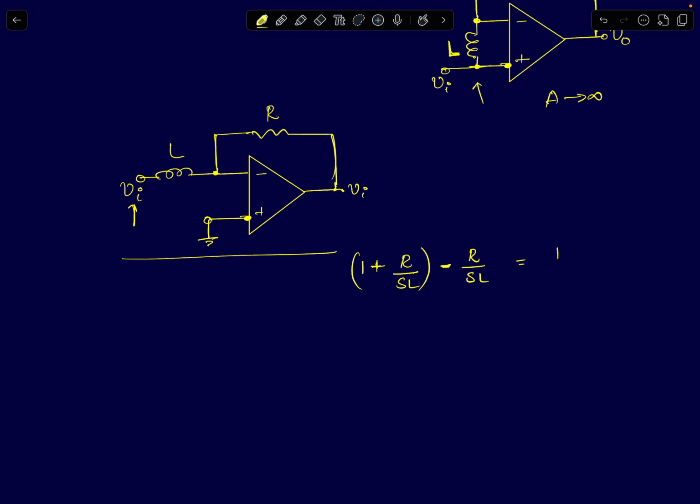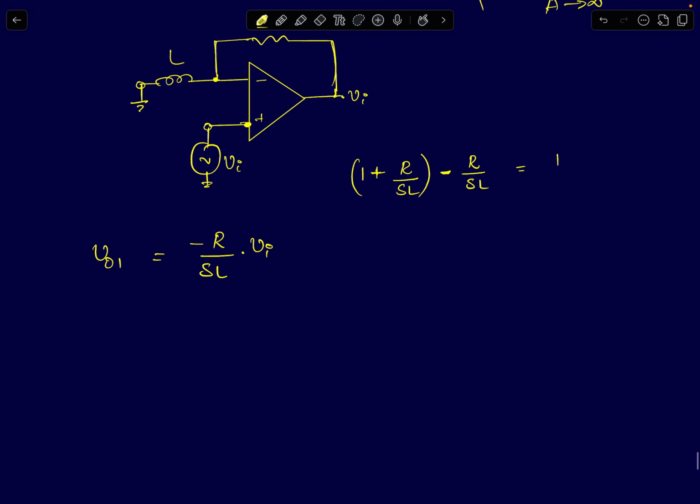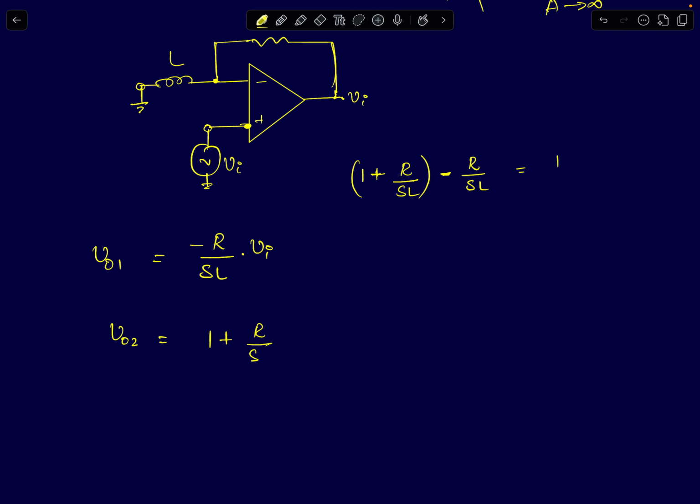So this circuit reduces to an inverting amplifier, right? The gain of this inverting amplifier is minus R by SL, so minus R by SL times Vi will be your V0. Let's call that V01. In the second case, I'm going to assume the input is present here and this input goes to 0, so the input is applied at the non-inverting terminal. Now the output here, let's call it V02, will be given by 1 plus Z2 by Z1, so 1 plus R by SL times Vi.